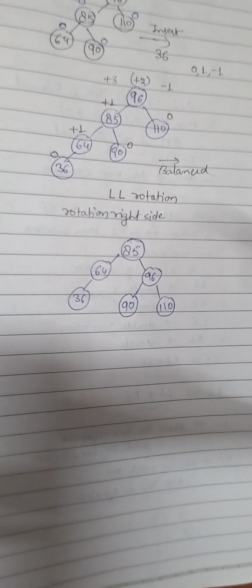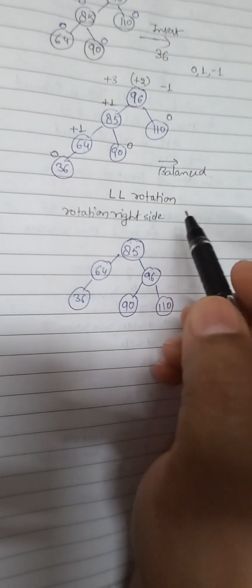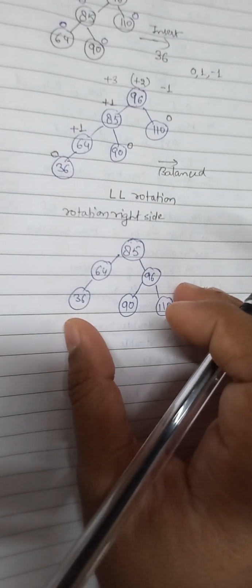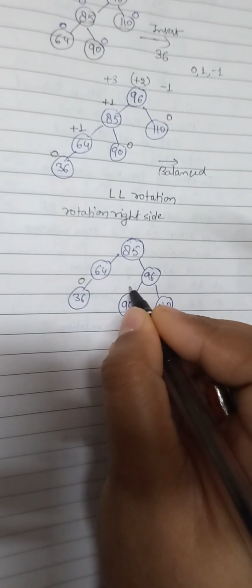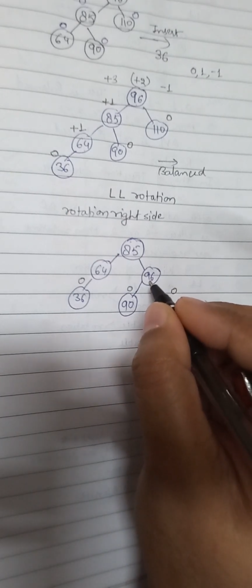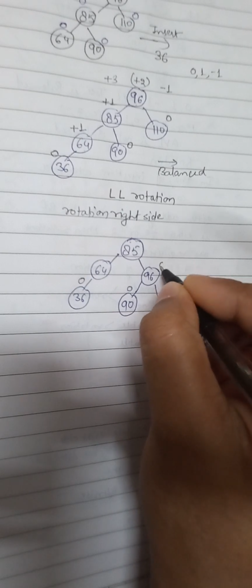Now rotation has completed. Now again we will cross check the balancing factor of the AVL tree. If it is balanced, then no need to do any rotation. If it is not balanced, then again we have to do rotation. So now we'll cross check. 36 doesn't have any child, so 0. 90 doesn't have any child, so 0. 110 doesn't have any child, so 0. 96 is having one child on left hand side, one child on right hand side, so balanced, so it is 0. Plus 1 minus 1, it is 0.